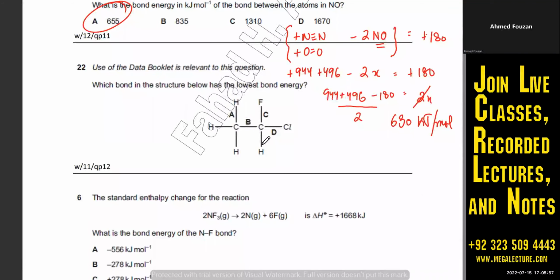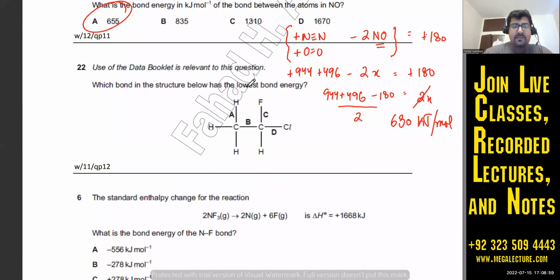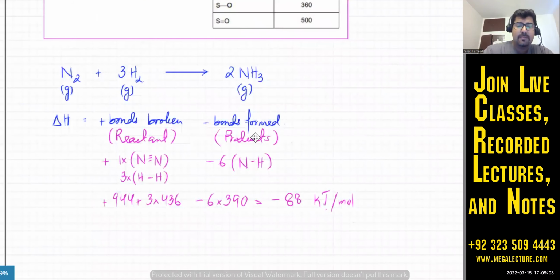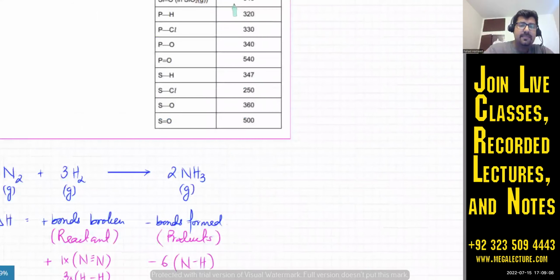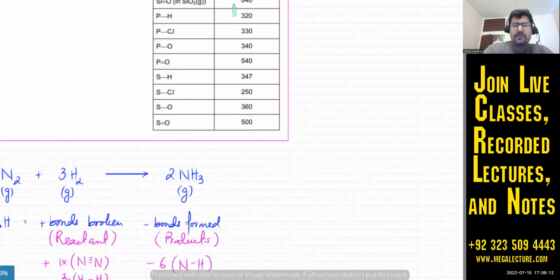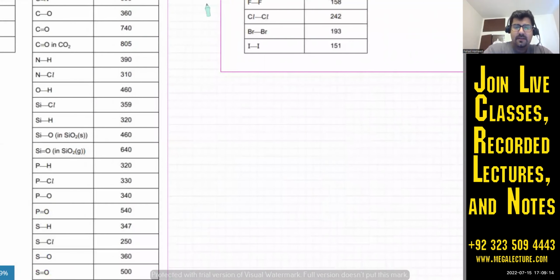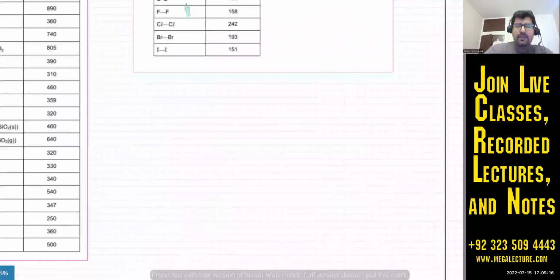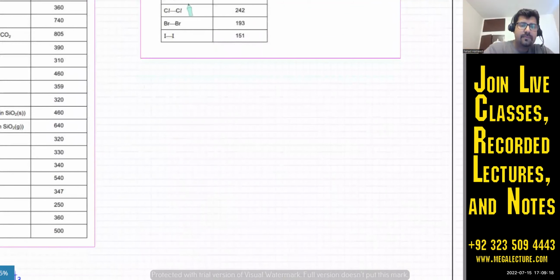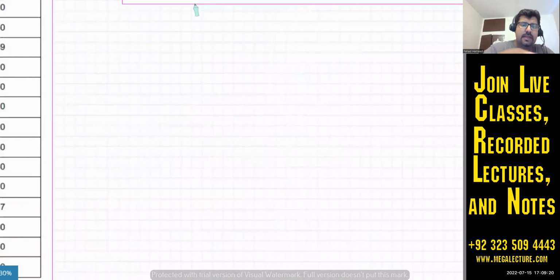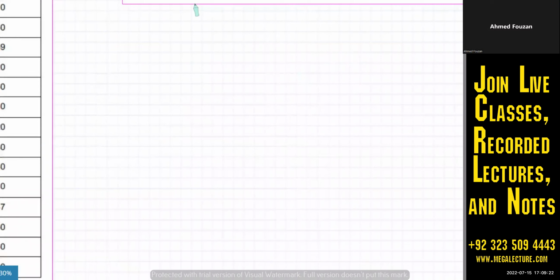Yes, sir. Similarly, this one, which bond in the structure below has the lowest bond energy? So let me add one point about bond energies, okay? And that point is, which bond do you think is the strongest? Which one requires more energy? Like, how do you figure out if bond is strong or weak? Any idea? The more energy required to break the bond.